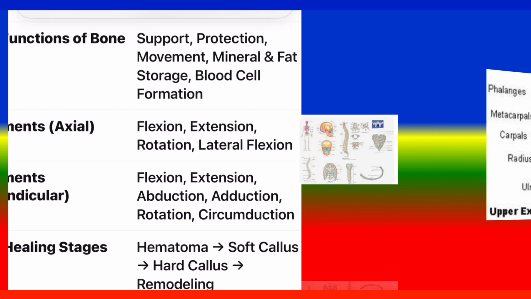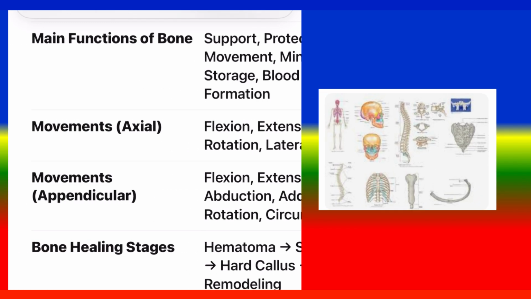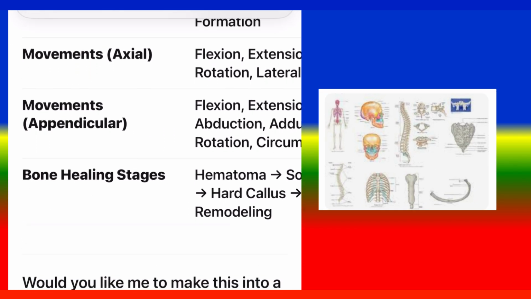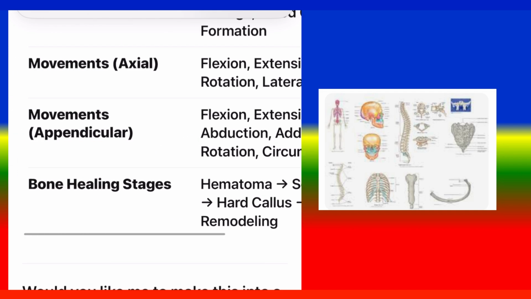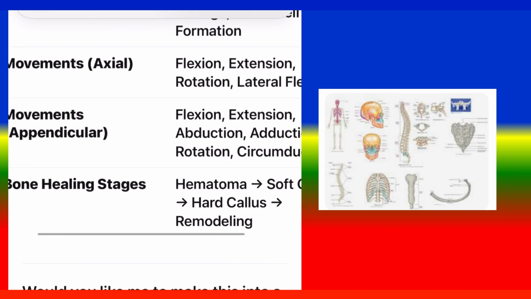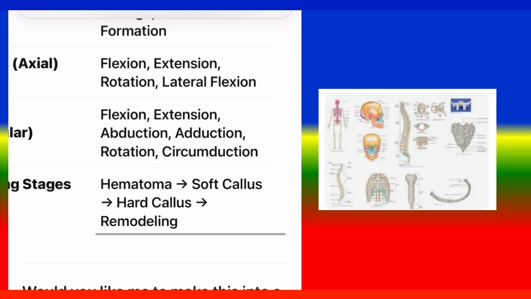Movements, axial: flexion, extension, rotation, lateral flexion. Movements, appendicular: flexion, extension, abduction, adduction, rotation, circumduction. Bone healing stages: hematoma, soft callus, hard callus, remodeling.